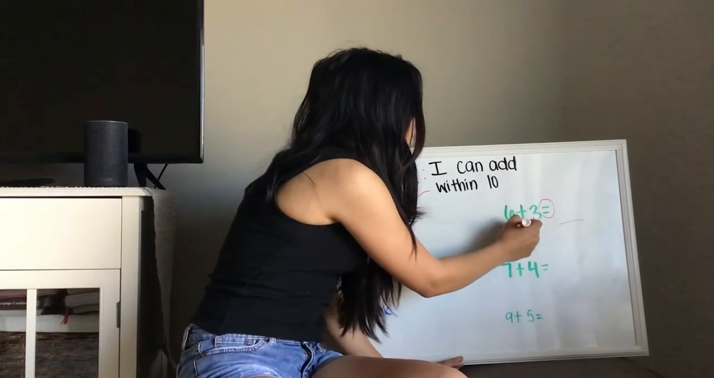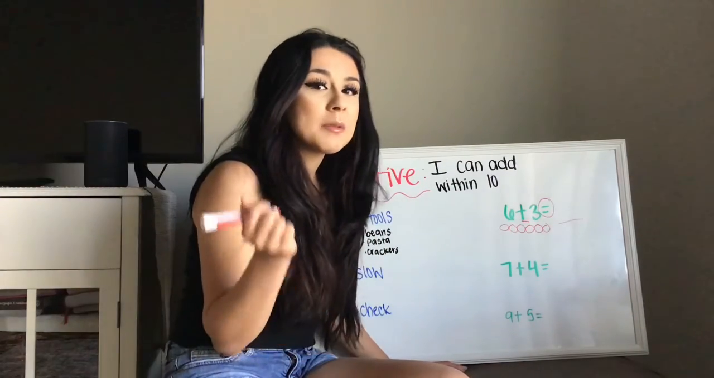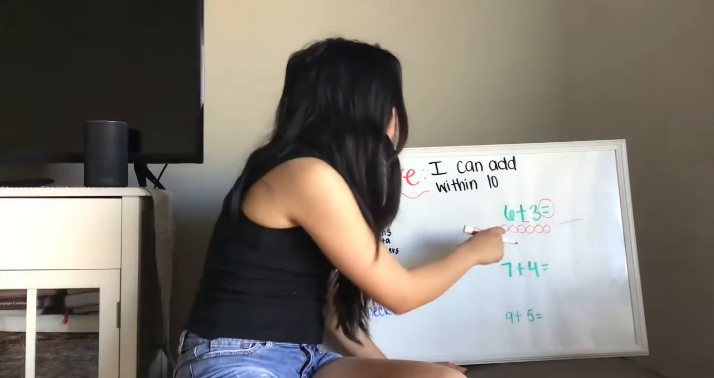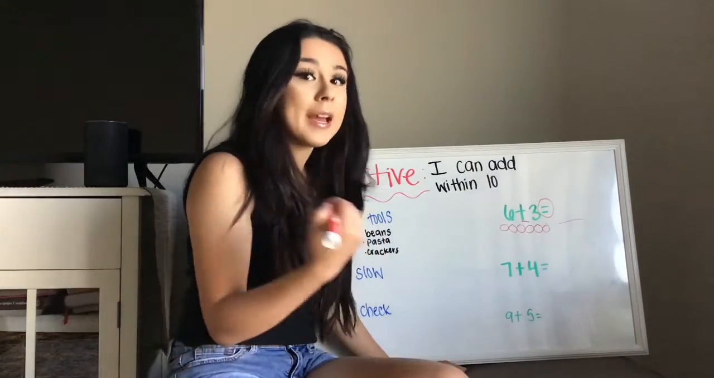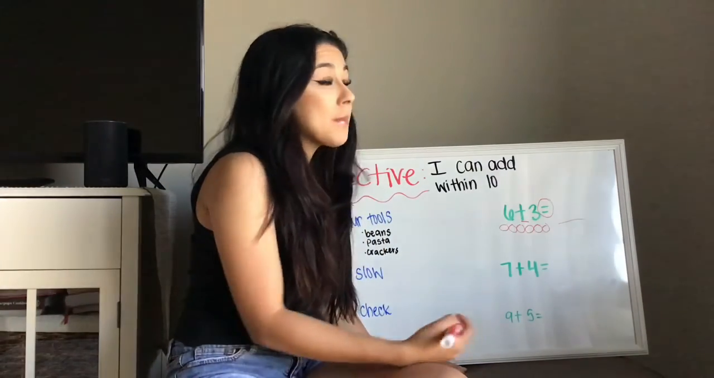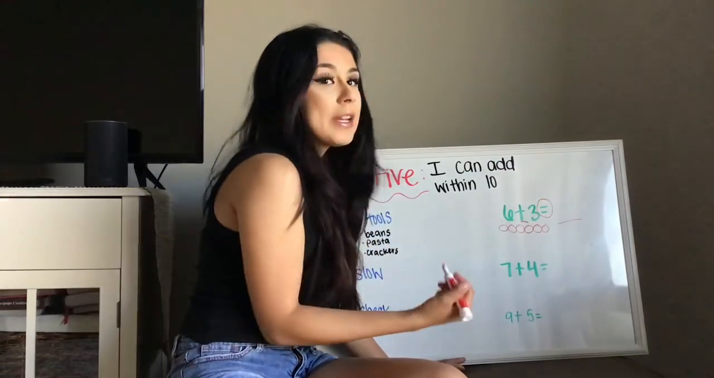1, 2, 3, 4, 5, 6. I count it out loud because sometimes when I count in my head, I might get a little confused. 1, 2, 3, 4, 5, 6. There we go, I double checked. Now, how many am I going to draw? Good job. I'm going to draw 3, our second addend.